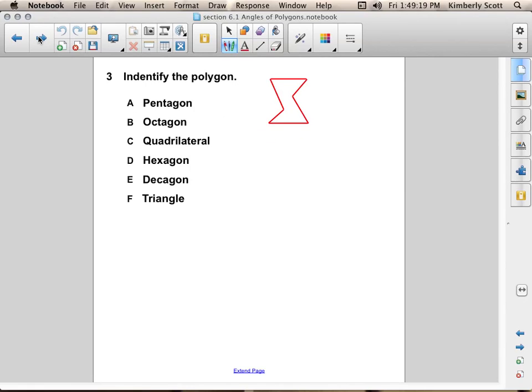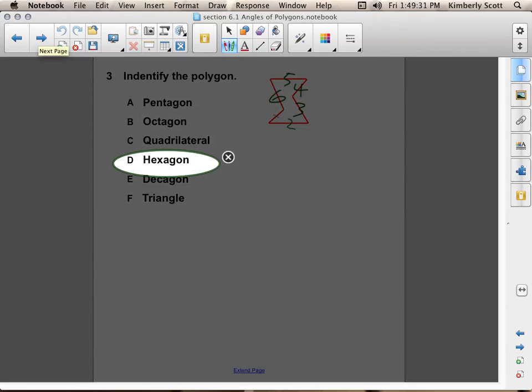Identify the polygon. Well, this one is awfully easy, so let's just do it quickly. We've got 1 side, 2 sides, 3 sides, 4 sides, 5 sides, 6 sides. What do you know? That's a hexagon. Yay!